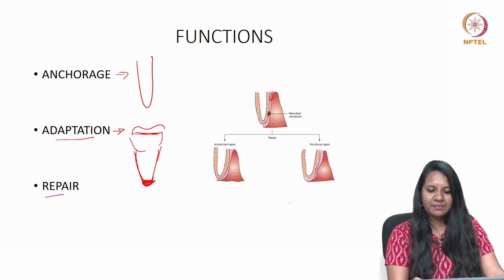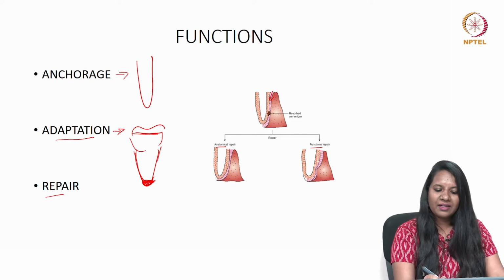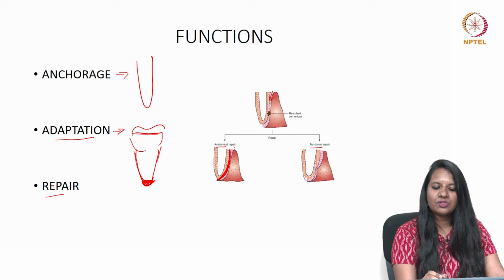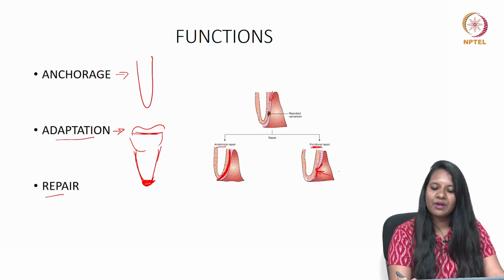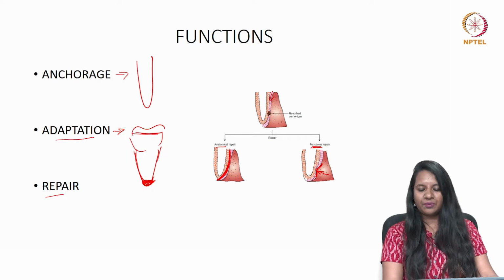Then something called repair. Repair is of two types. One is anatomic repair, the other one is functional repair. When the cementoblast can form cementum which maintains its previous length and width, then it is known as anatomical repair. And functional repair, when there is a bay-like recess and a bony projection starts from the periodontal space to compensate for that, then it is known as functional repair.